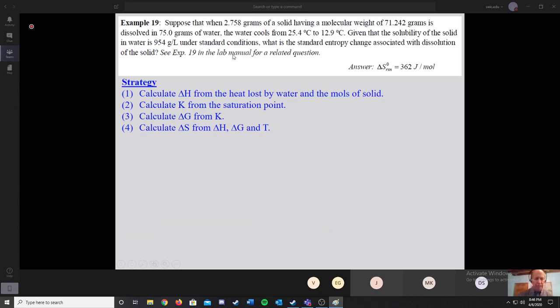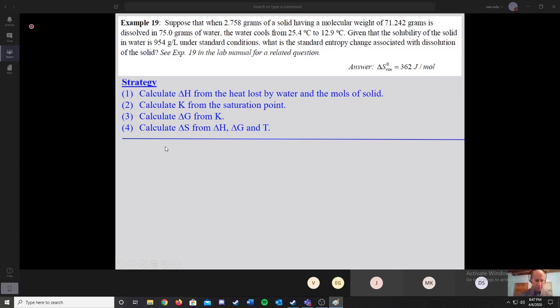So we have a strategy to tackle this. It's 4 steps. First we would calculate the delta H from the heat loss by the water and the number of moles of solid. Then we calculate K, that's the reaction quotient, from the saturation point. Then we get delta G from K, similar to the previous example. And then now that we have delta H, delta G, and the temp, we can get delta S. So the last step would involve putting all of that together to get delta S.